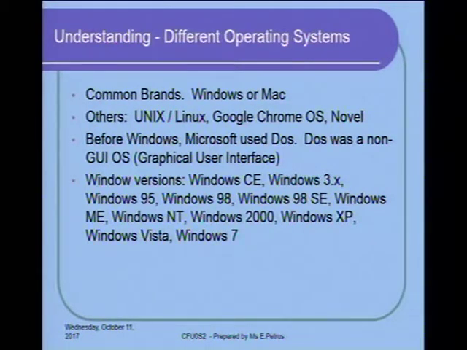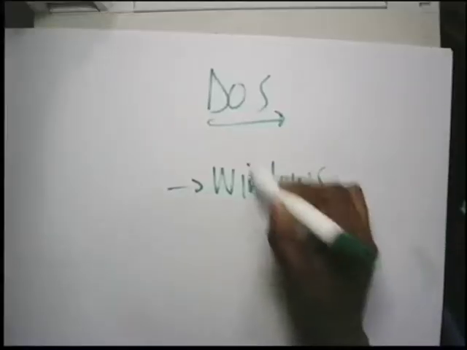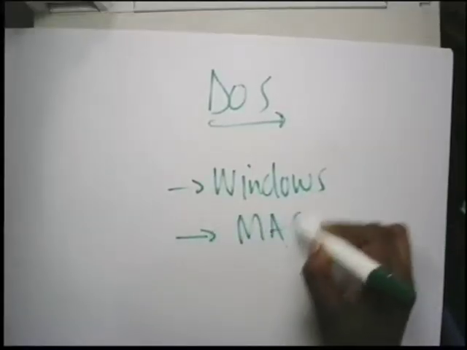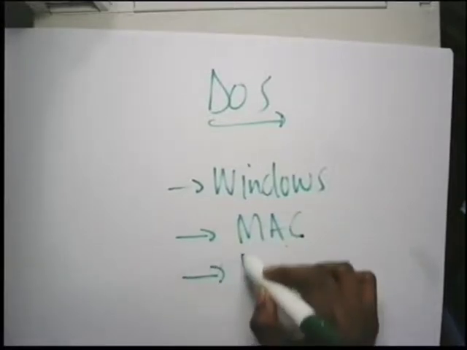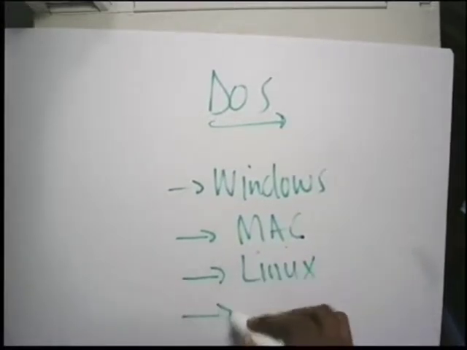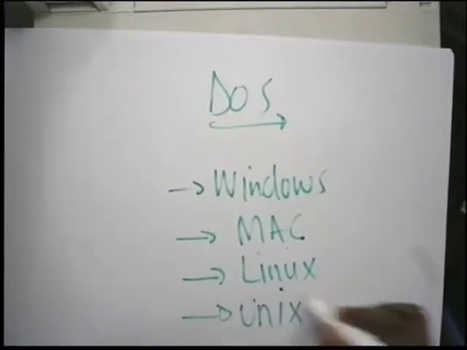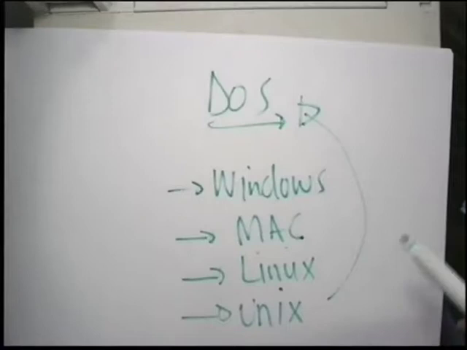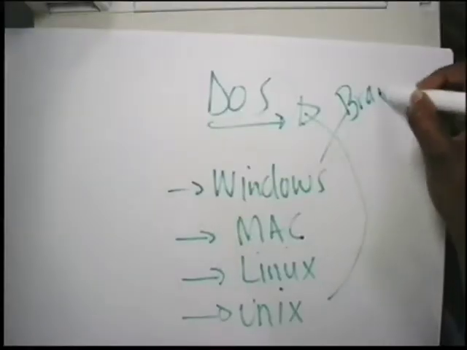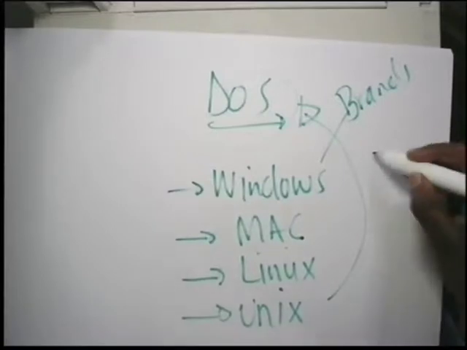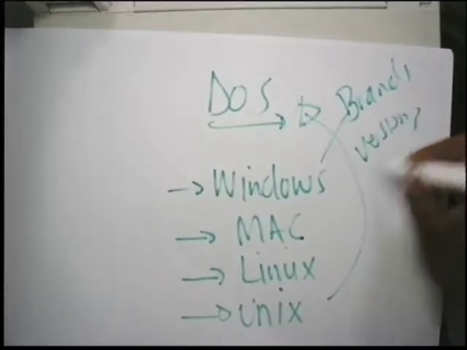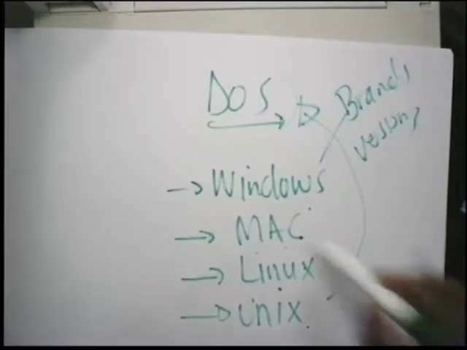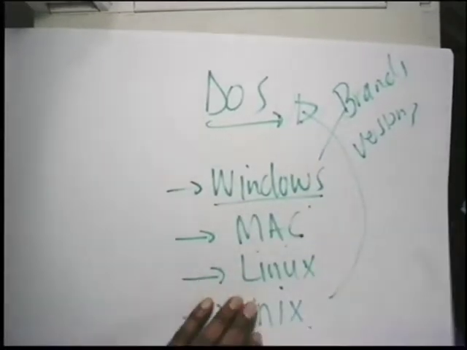So we said we have Windows, Mac, Linux, and Unix. On top of it, in the past, people were using DOS, right? Now we have different types of brands. When we are talking of brands, we are talking of versions. What are the versions of these operating systems? Let's discuss Windows. What are the versions of Windows?